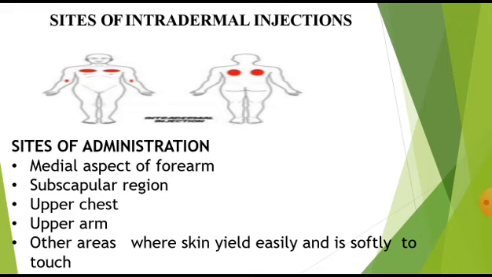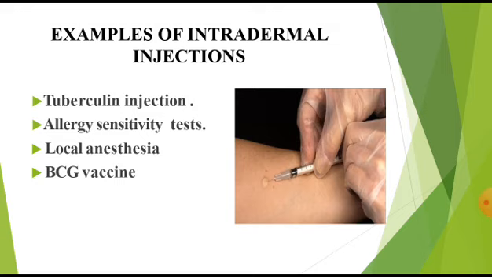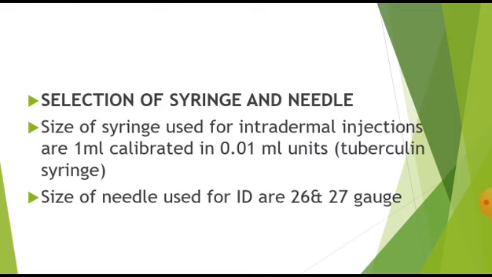Sites of intradermal injections: medial aspect of forearm, subscapular region, upper chest, upper arm, other areas where skin yields easily and is soft to touch. Examples of intradermal injection include tuberculin injection, otherwise Mantoux test, then allergy sensitivity test, then local anesthesia and BCG vaccine.